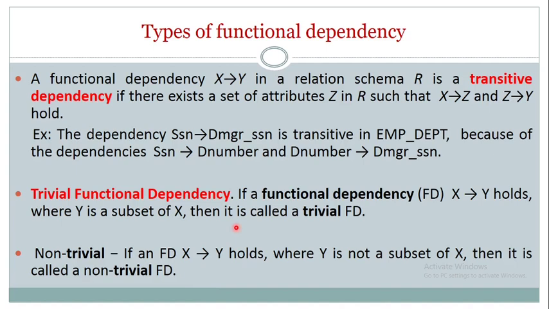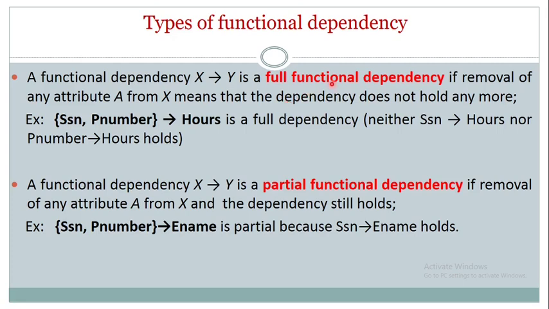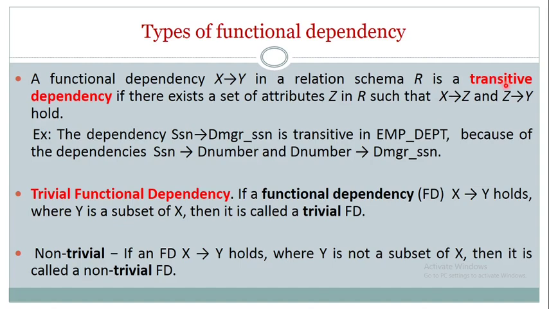We learned about these four types of functional dependency. It is very important to understand them for normalization and normal forms. The first one is the fully functional dependency. Second is partial functional dependency. Then transitive dependency, and the last one is trivial functional dependency.